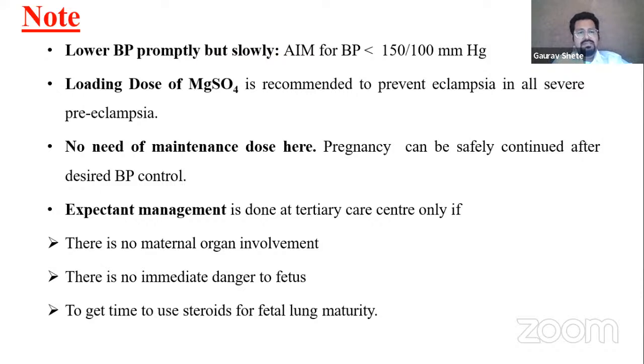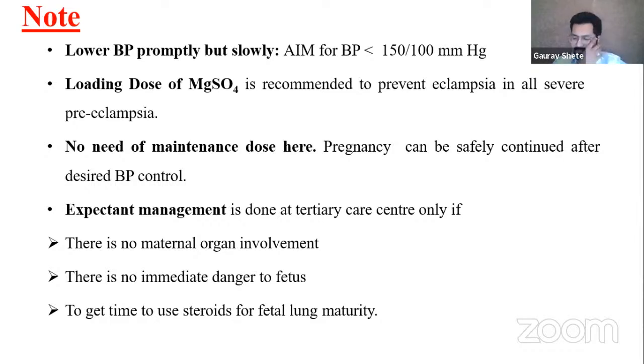So note that BP should be lowered promptly but slowly. Aim for BP to be less than 150 by 100 mm of mercury. A loading dose of magnesium sulfate is recommended to prevent eclampsia, and in cases of severe preeclampsia as well. No need for a maintenance dose in such cases. If the patient is just having imminent eclampsia, no need to give a maintenance dose.